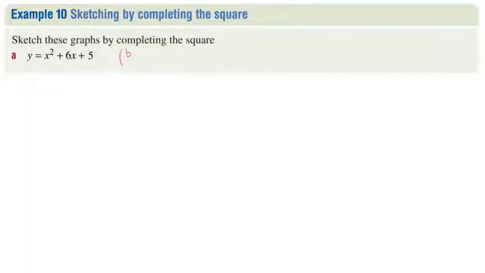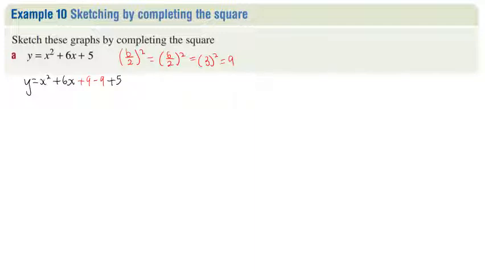Let's have a go sketching this by completing the square. So remember, when completing the square, the first thing we need to do is find half of b, squared. So this one here is going to be 9. I add that into the middle of the equation and I take it away. So plus 9 minus 9 plus 5.